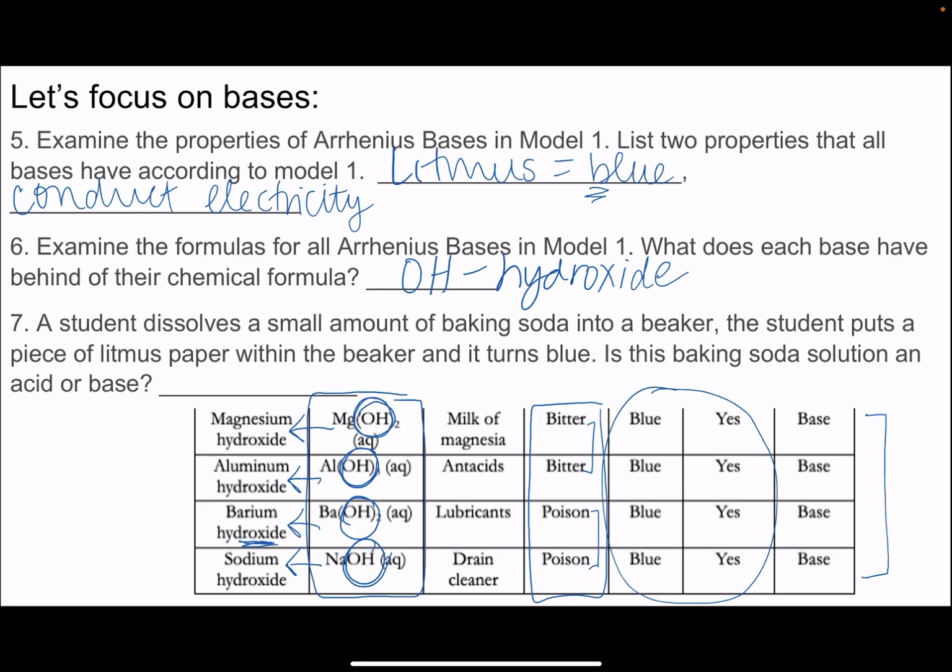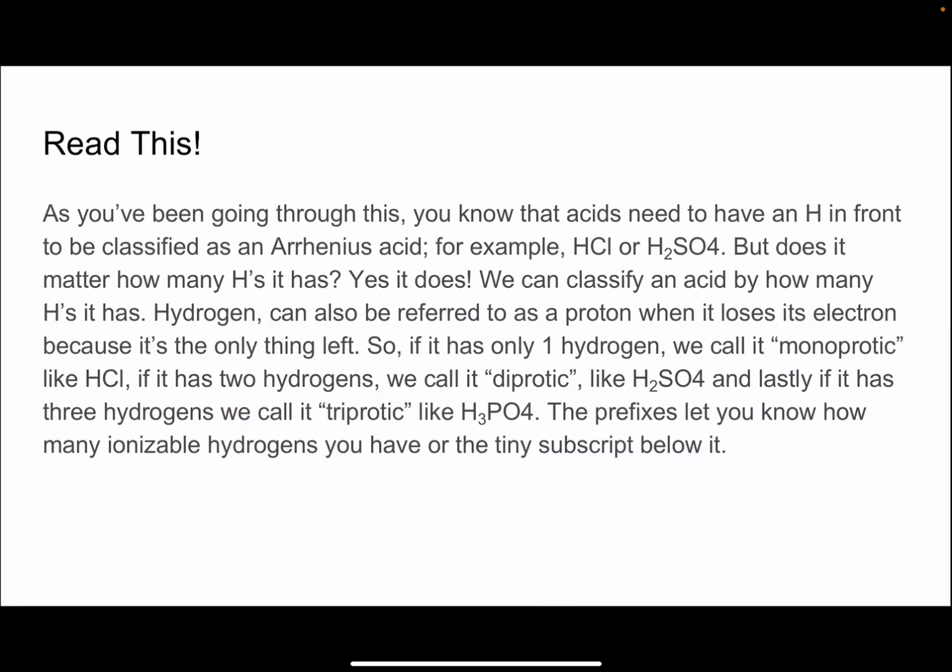Now, a student dissolves a small amount of baking soda into a beaker and puts a piece of litmus paper within it, and it turns blue. Is the baking soda solution an acid or base? So if it turns litmus blue, we would see that baking soda is a base. So now, you have to go through and read this. Now, Arrhenius said that there's going to be an H in front, but we can classify an acid by how many H's and then eventually figure out how many reactions it goes through. So we're using our prefixes again. If it has 1 hydrogen, we call it monoprotic. Now, we call it protic because hydrogen only has 1 proton if we remember from our atoms unit.